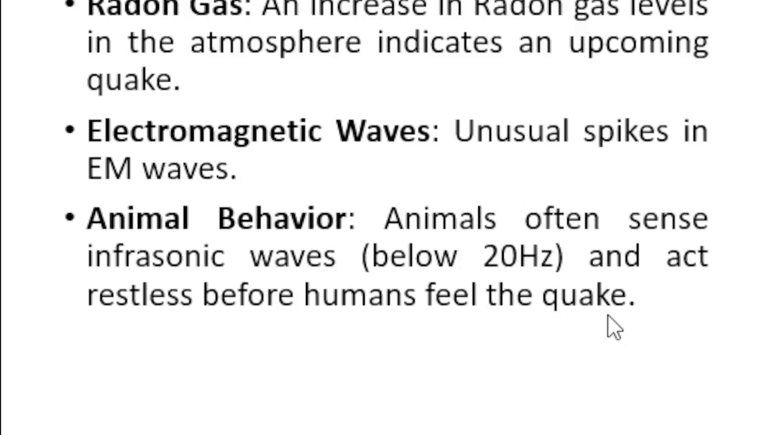Can earthquakes be predicted? The answer is, not actually. Scientists study certain indicators such as increased radon gas emission, unusual electromagnetic signals, and abnormal animal behavior. However, no scientific method can currently predict the exact time and location of an earthquake.